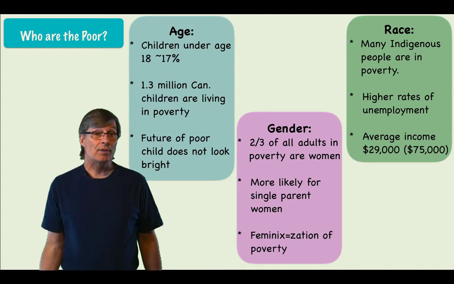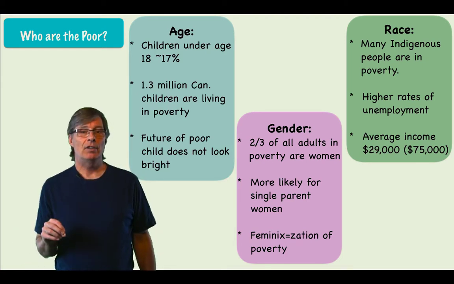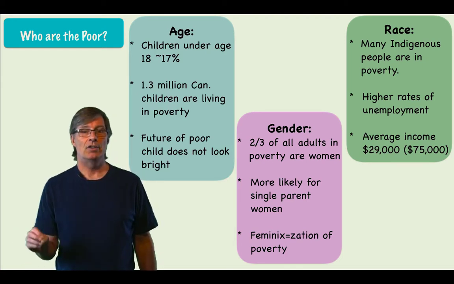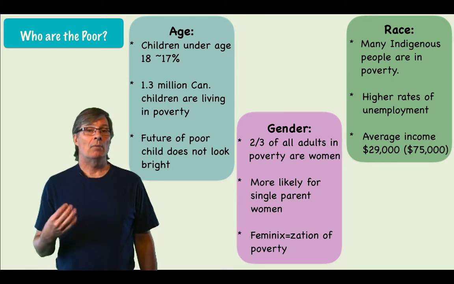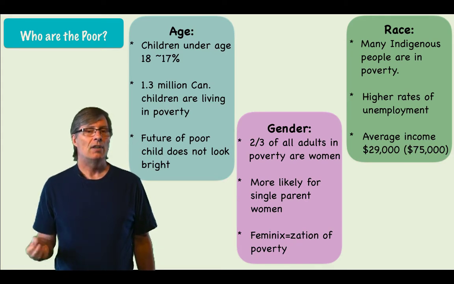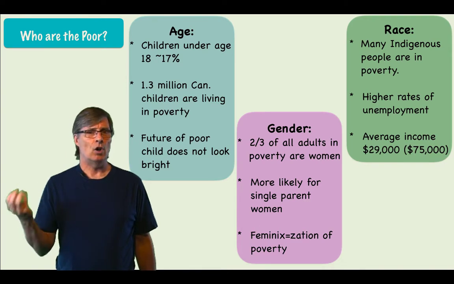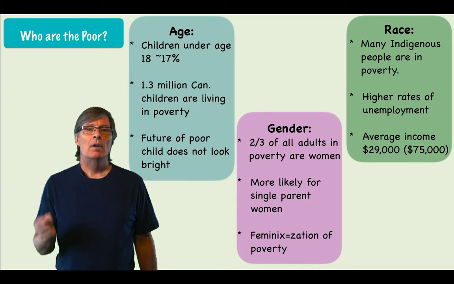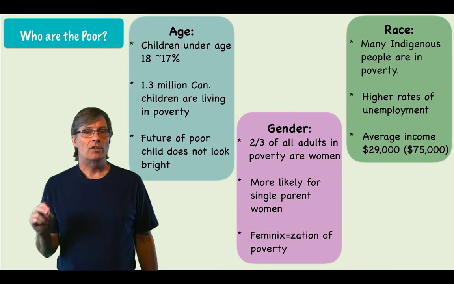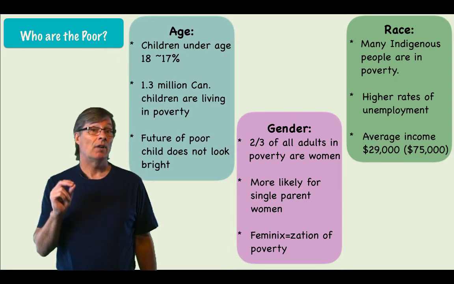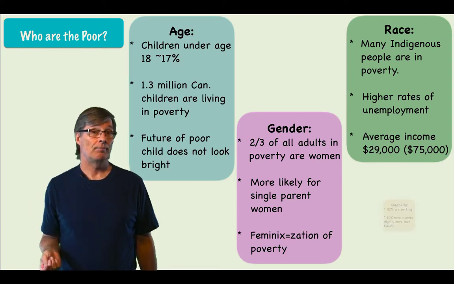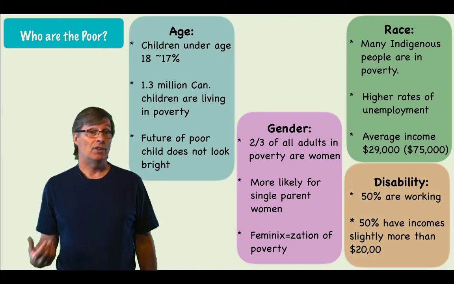Thirdly, we'll look at race. A disproportionate percentage of the impoverished in Canada are Indigenous persons and recent immigrants. Indigenous people are among the most severely disadvantaged. About 1/3 live in poverty. Now remember, the poverty we're looking at is basically the low income cutoff. The median income of Indigenous persons is just over $29,000 a year, as compared to the national average income of $75,000 per year.